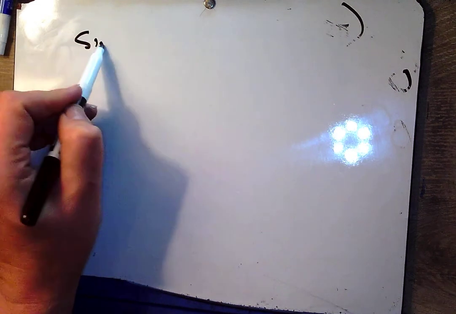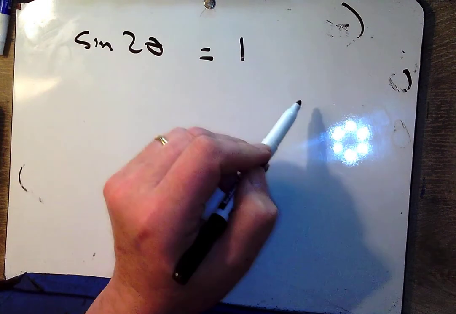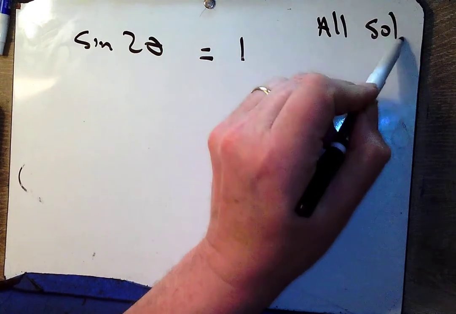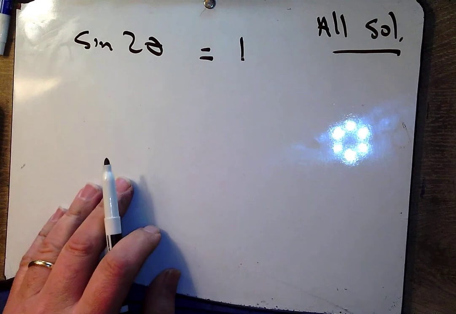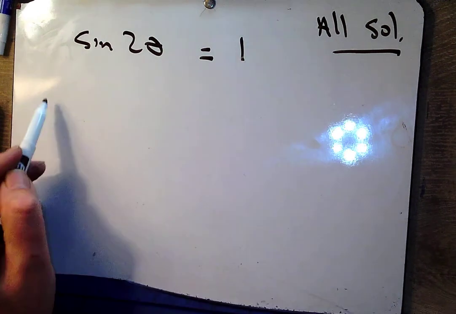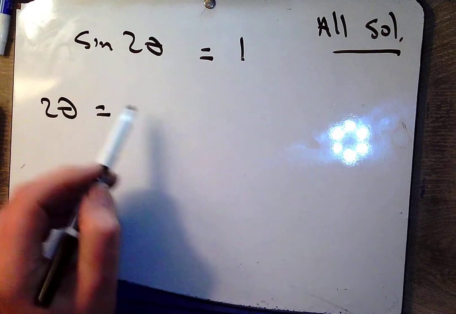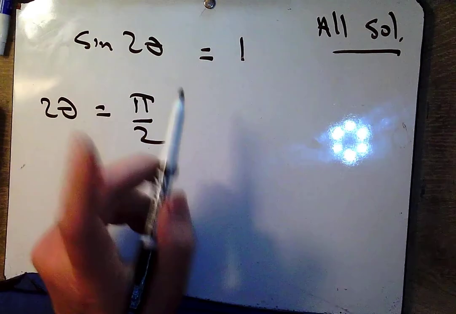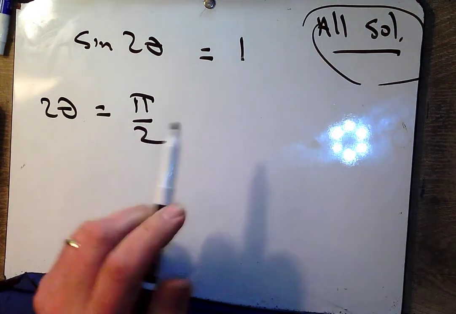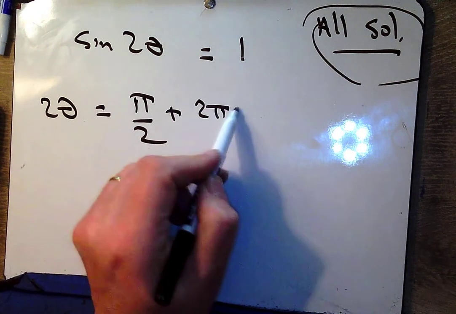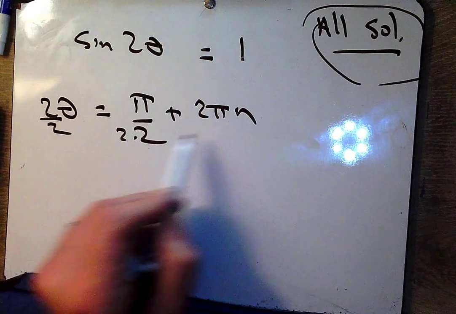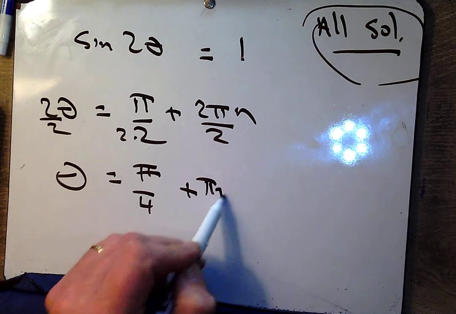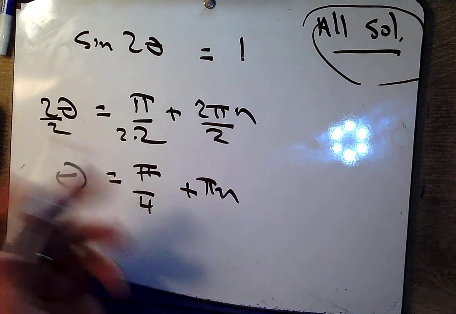Okay. Sine 2 theta equals 1. How about all solutions? Okay, when does sine equal 1? Well, that happens when 2 theta equals pi over 2. And remember, it's all solutions, so I'm only going around once. I'm slapping on the plus 2 pi n, and then I'm dividing by 2. So theta equals pi over 4 plus pi n. Good. Nice. That was it.